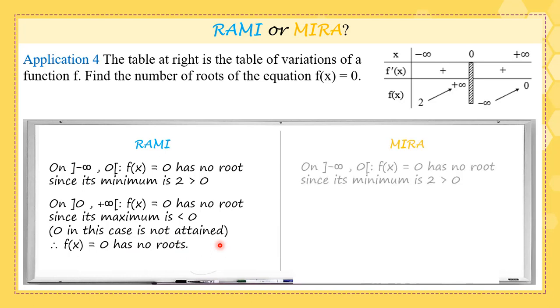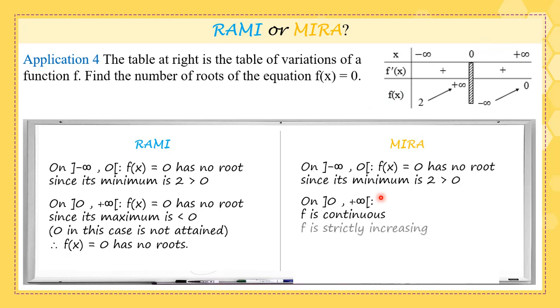Let's see Mira. Mira stated that on the interval negative infinity 0, here, the equation f of x equals 0 has no roots since its minimum is greater than 0. This is similar to what Rami said before. Whereas on the interval 0 plus infinity, f is continuous, f is strictly increasing, and f of x changes signs from negative infinity to 0. Therefore, the equation f of x equals 0 has one root. Now, what do you think about these two arguments?